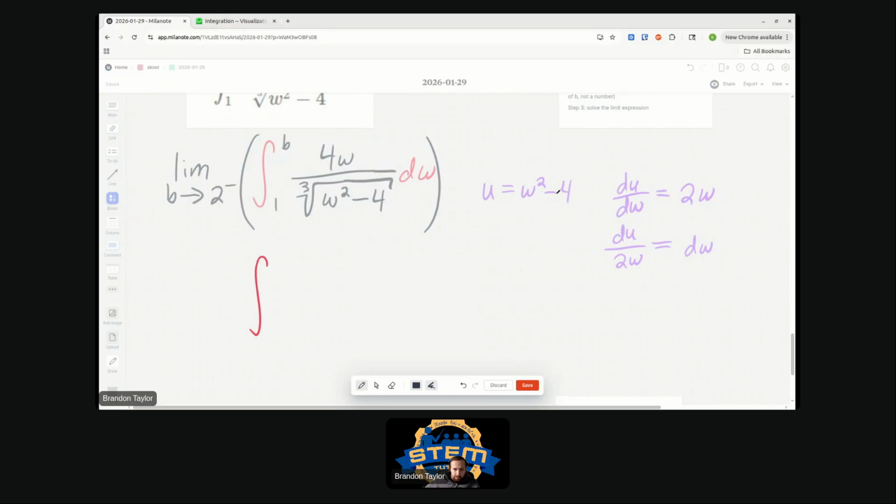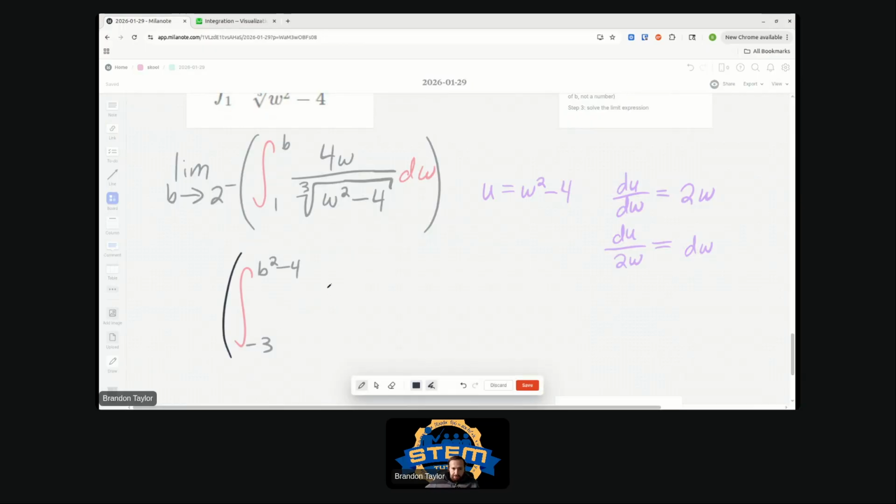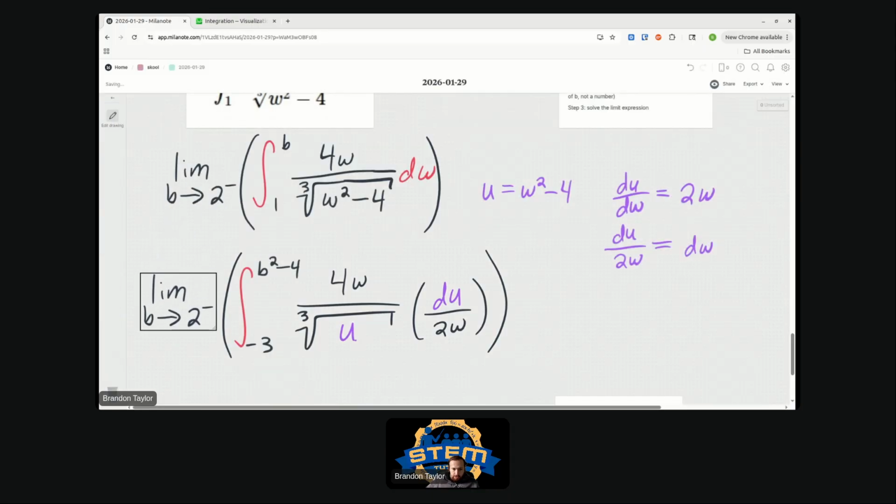So this is where you have to change the bounds, right? So 1, what's that going to become? It's going to become negative 3. b, what's that going to become? You kind of need to leave it as a formula, b squared minus 4. You just plug in w equals b into this equation. That's the best we can do, because we don't know what b is. It's a variable in a formula. And then we have 4w over the cube root of u, times dw, which is du over 2w. And then we would take the limit as b approaches 2 from the left.